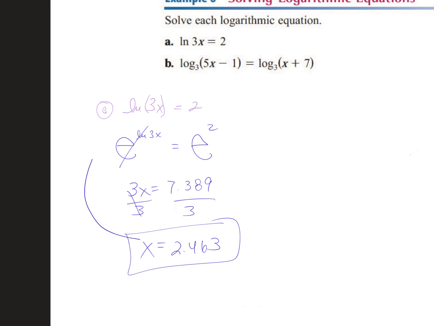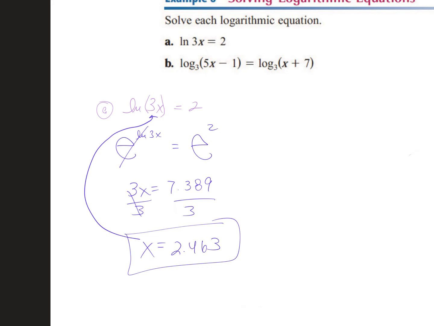And what can I do with that? You can plug it back in. Guys, it's real important to plug back in when you start off with ln or if you start off with log. And why is that? Can you take the log of a negative number? No, so we've got to make sure. You can have a negative exponent, that's fine. But you've got to make sure that when you plug your answer back in, it does not make your log or your natural log negative. Because if it does, then it's an extraneous solution.